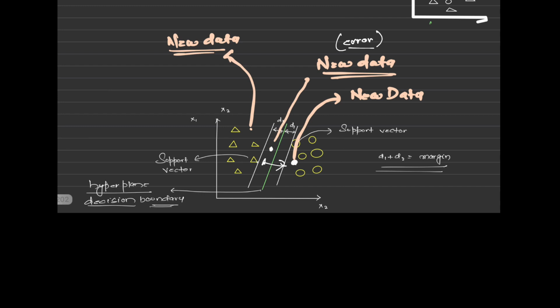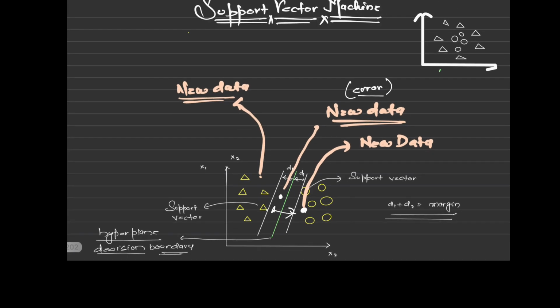If the data falls in the margin region, it is quite difficult to predict whether it will fall in the category or the class of a triangle or a circle. Now we have taken the example of triangle or circle, but you can say the triangle is the category of people who are defaulting, and circle is the category of people who are non-defaulting. So you can use this model for any different classification problem.